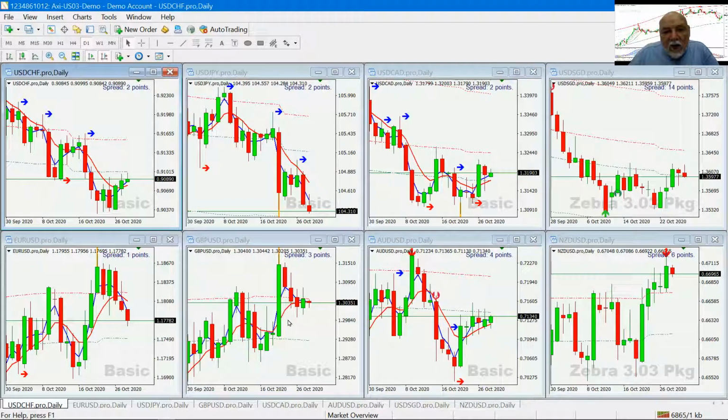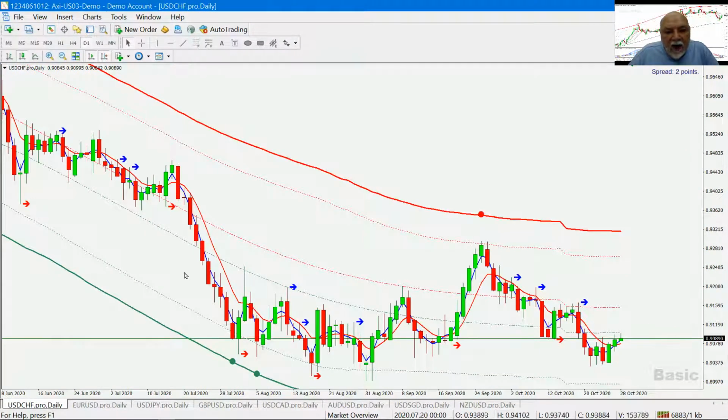The world is kind of watching to see what's going to happen, and there's some indecision in terms of what's going to happen with the US dollar, depending on who wins the election. All right, so normally we would look at this and we take a look here.